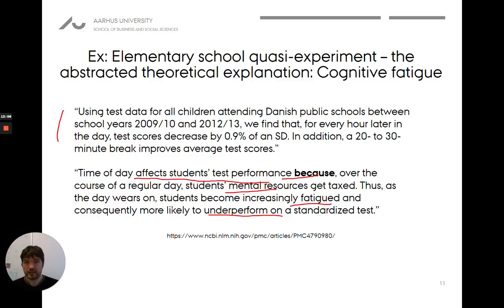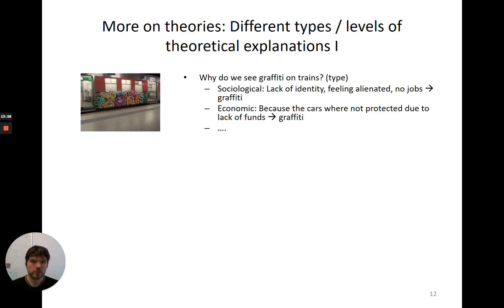So this is just to point to an example that we've had before, and try to emphasize that this is the abstracted theoretical explanation. There's of course a lot of stuff going on with kids. It's not just about them becoming cognitively fatigued. Later in the day, they've been awake for more hours, they can become more restless, emotional, hungry. I mean, there's a bunch of stuff that could be going on, but this explanation is abstracting away a lot of what's happening in the world, just focusing on the fatigue. That's their explanation.